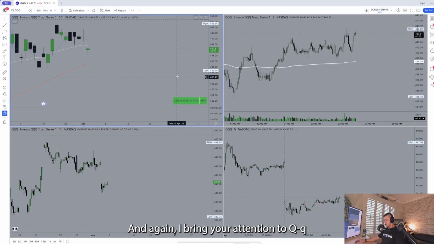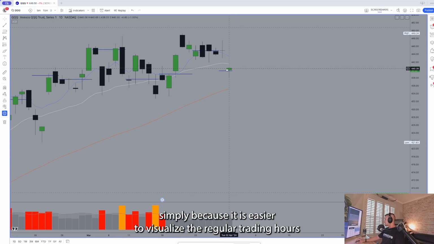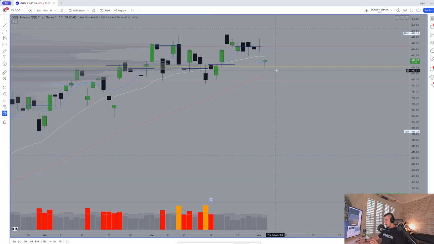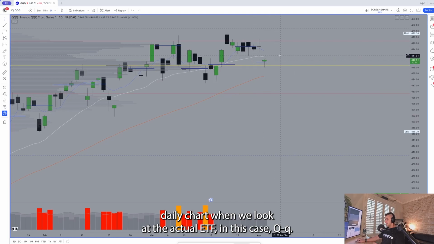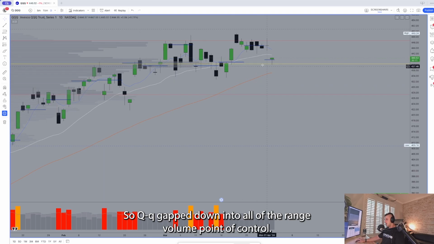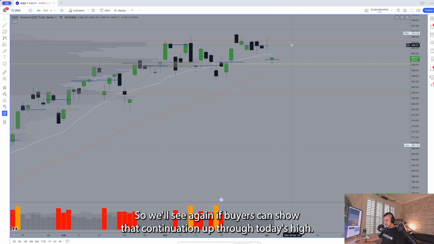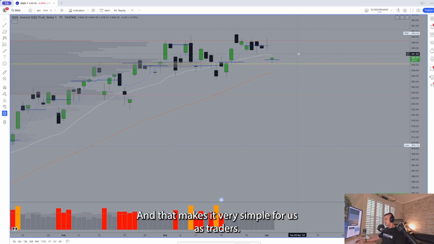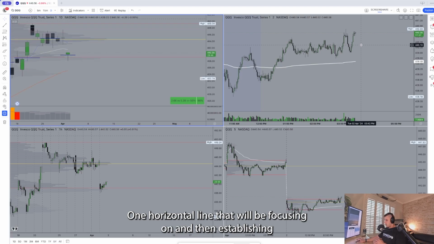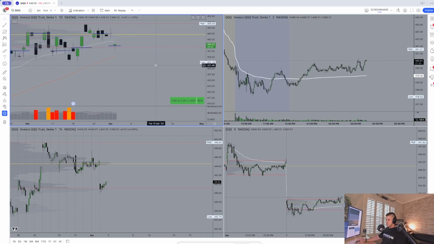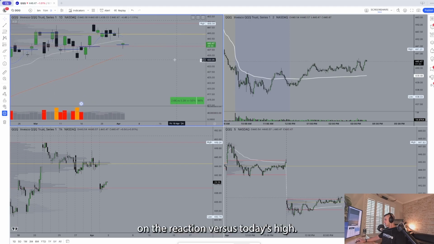And again, I bring your attention to QQQ simply because it is easier to visualize the regular trading hours daily chart when we look at the actual ETF, in this case QQQ. So QQQ gapped down into all of the range volume point of control here. You see the yellow line. So most of the volume on triple Qs has transacted at 438.4. Look at today's low, pretty much right through there. Now you have the hammer bar. So we'll see again if buyers can show that continuation up through today's high, and that makes it very simple for us as traders. One horizontal line that we'll be focusing on, and then establishing our game plan based on the reaction versus today's high. So that's ES and NQ.